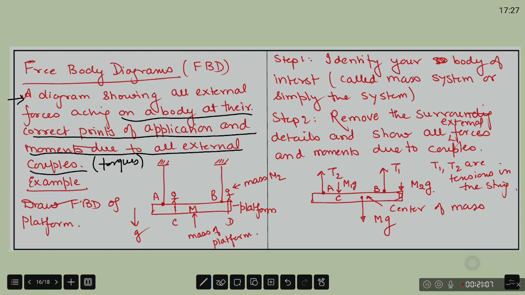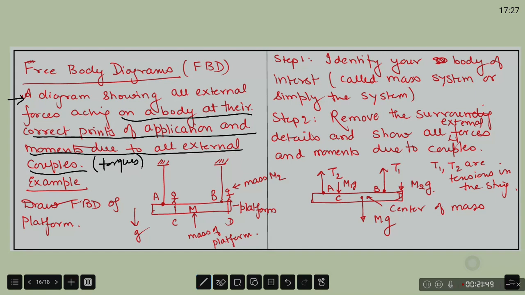The second reason I want to touch upon this topic is to highlight some of the common errors, mistakes we make while drawing free body diagrams. We all are very familiar with free body diagrams, and yet there are some errors we make sometimes, especially during exams. I want to highlight those at this point in the semester so that we don't make those mistakes. So let's consider an example.